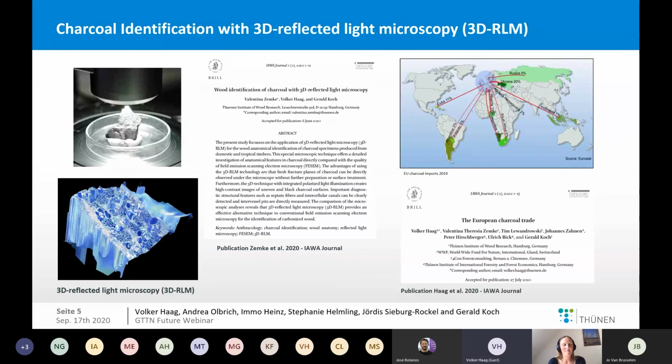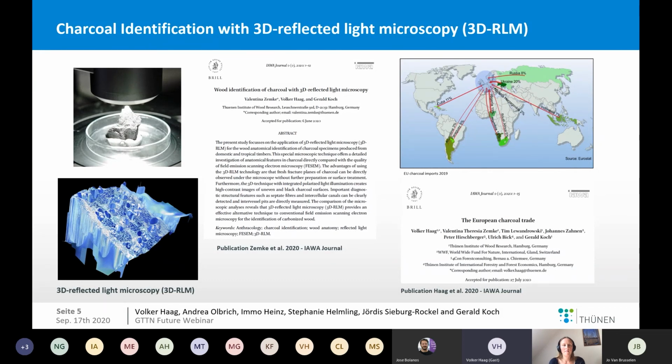Just a very few words about charcoal identification. We are also providing charcoal identification, which is still one of the least controlled or monitored segments of the European timber market, not yet covered by the European timber regulation, which makes the charcoal identification that important. The problem with charcoal is that you cannot prepare slides easily, like you can use it standardly for classical wood identification using slides, because charcoal is that brittle.